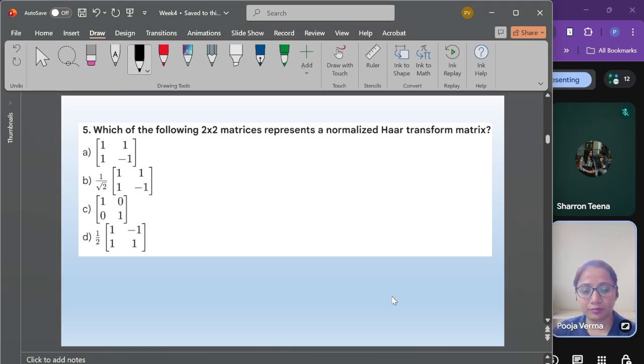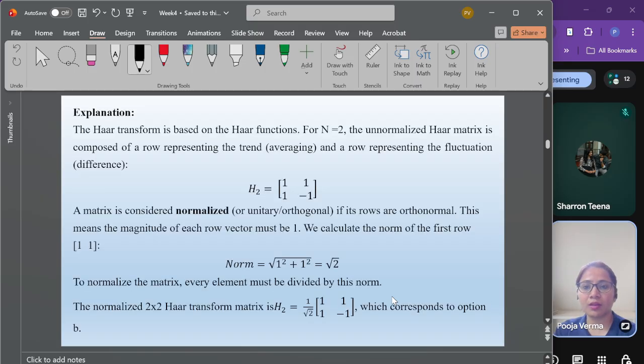So let's see the solution here. The Haar transform is based on the Haar functions. For n equal to 2, the unnormalized Haar matrix is composed of a row representing the trend, that is averaging, and a row representing the fluctuation, that is a difference. So the Haar transform for n equal to 2 is represented by this matrix. A matrix is considered normalized if its rows are orthonormal. This means the magnitude of each row vector must be 1.